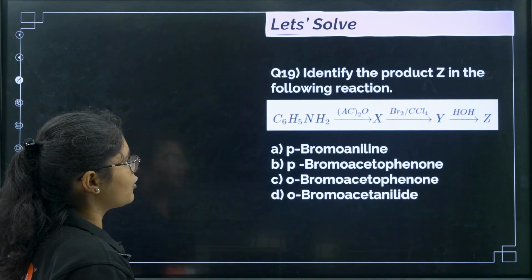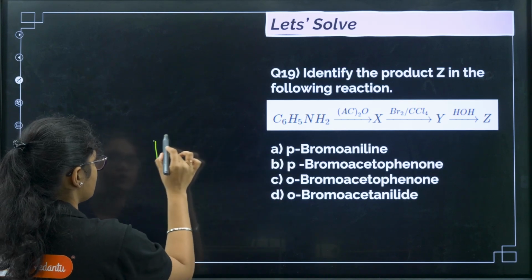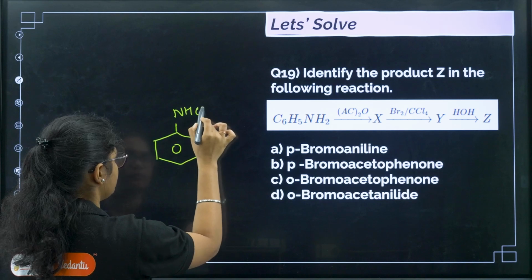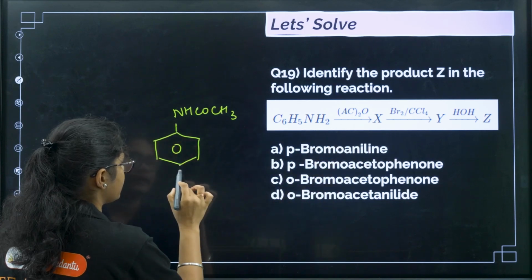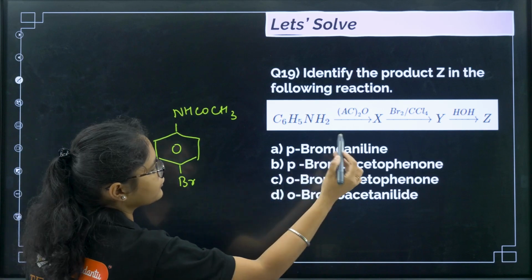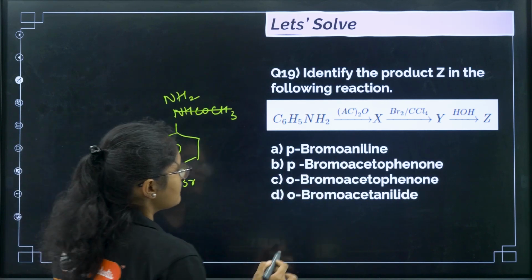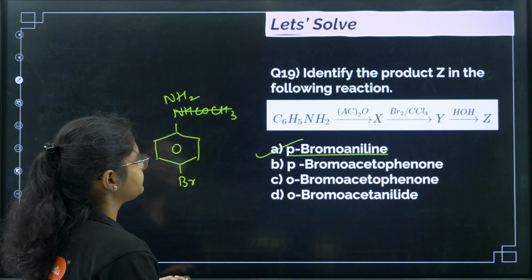Next, identify the product Z in the following reaction. Okay, so first of all there will be what? This is acylation, that is your protection of amine group, right? We'll get this one. Next, Br2/CCl4 will get only para position. Then if you treat it with water, this will get converted to NH2. So we will get para bromoaniline. Okay, correct answer is option number A.